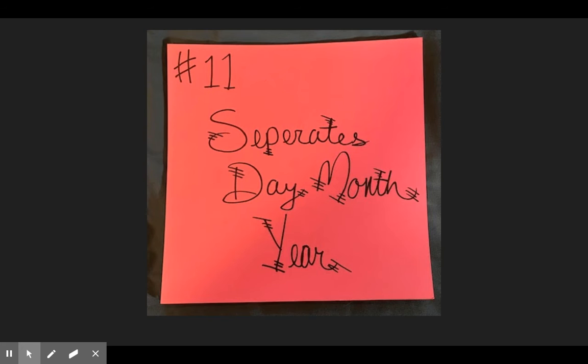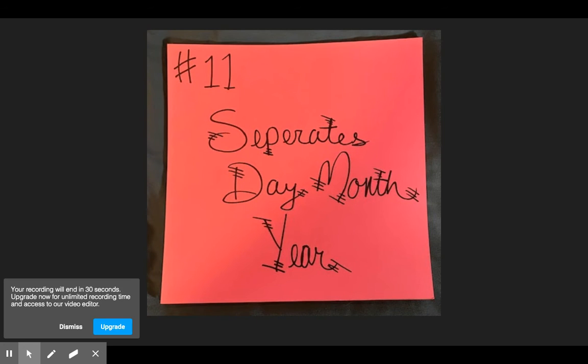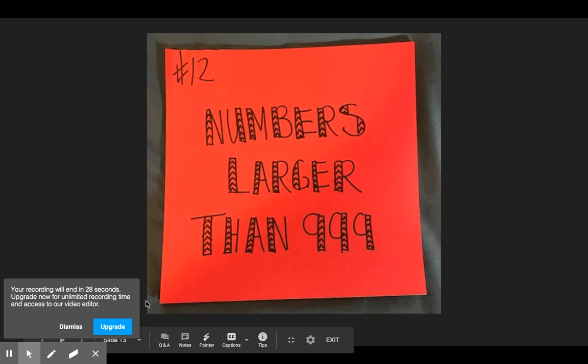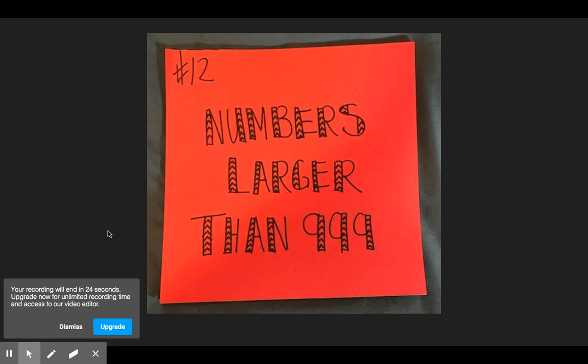Number 11 is super easy. We have this one down pat. Separates day, month, and year. Number 12 is also really easy. Numbers larger than 999. We don't always think of that one as being an English rule because that has more to do with numbers than it does to do with writing, but it is one of the comma usages.